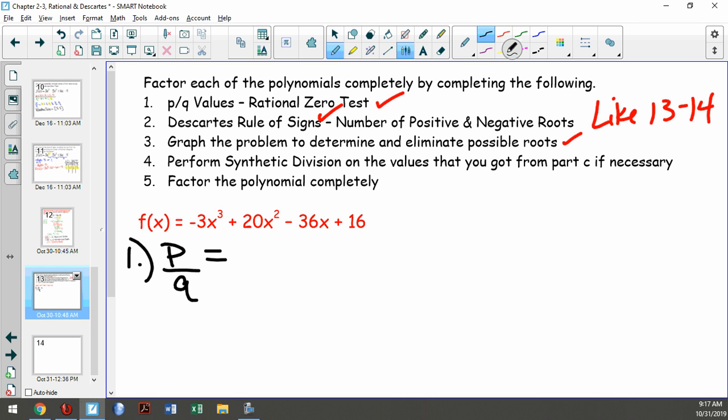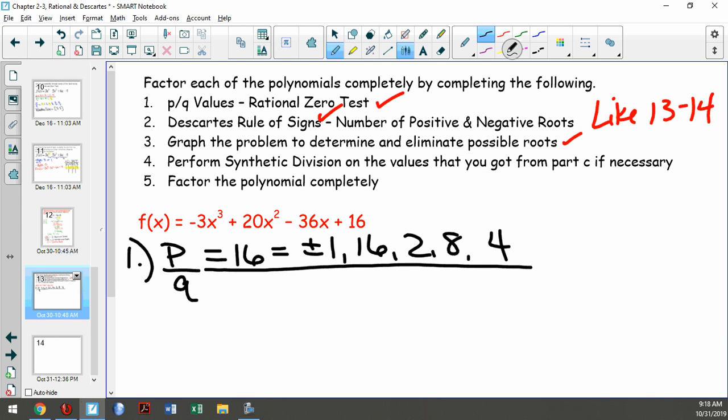What is my P value? Yep. So what are all the factors of 16? 1 and 16, 2 and 8, 4 times 4. Yes? Do we all see that? What is my Q? Q is going to be 3. I don't need the negative. Factors of 3 are plus or minus 1 and 3. Would you agree with me?